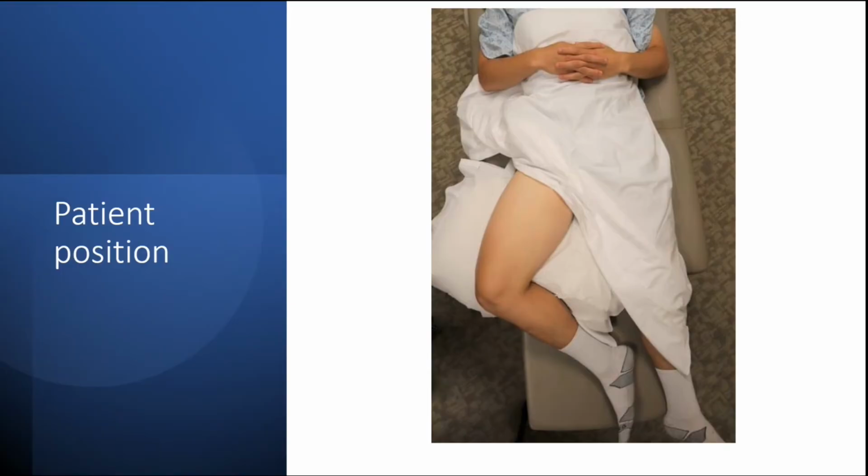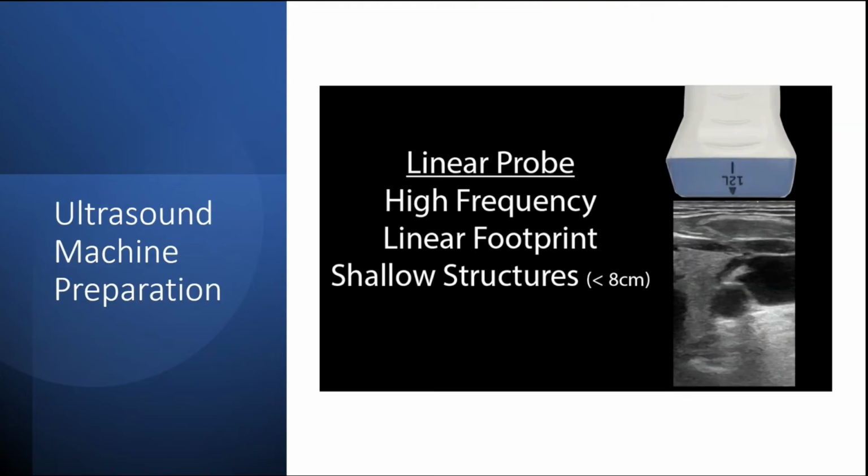Next, I'm going to talk about DVT ultrasound. First, for DVT ultrasound, we need to have the patient lying supine, and then externally rotate the patient's leg and bend the knee into this frog-like position. This position can enlarge the vein and bring it closer to the field of vision. For DVT ultrasound, we use a linear probe because it's a shallow structure.